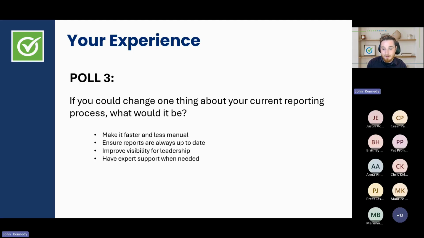Now, last one here. I like to word this as, if you had a genie, a very highly specific genie, only focused on sustainability reporting, where would you want to see improvements? Would you like to see that it's faster and less manual? Would you like to see that reports are updated automatically? Would you like to make sure that you don't need to send that monthly report to the SVP in some other department, just making sure that they have access to the info? Or is it more that you need some help with the expert support?